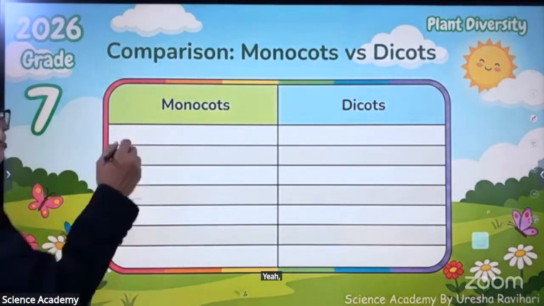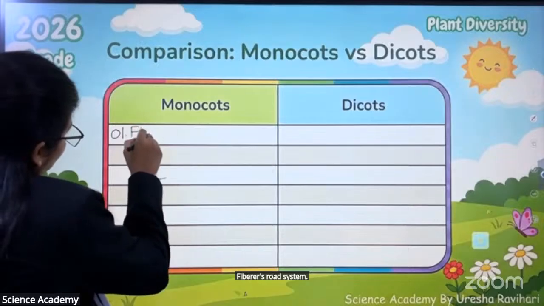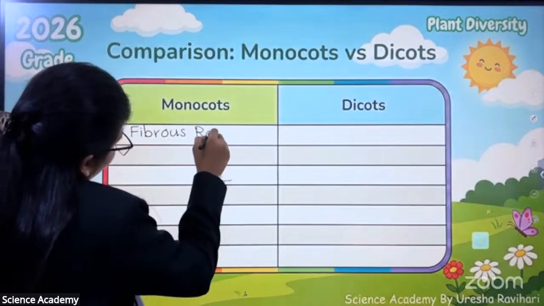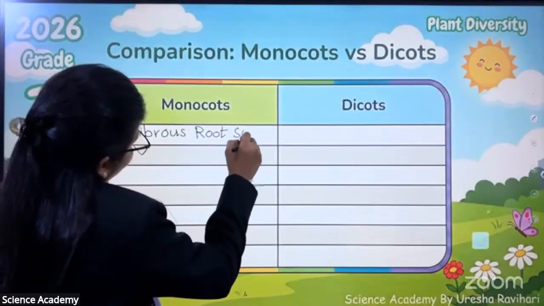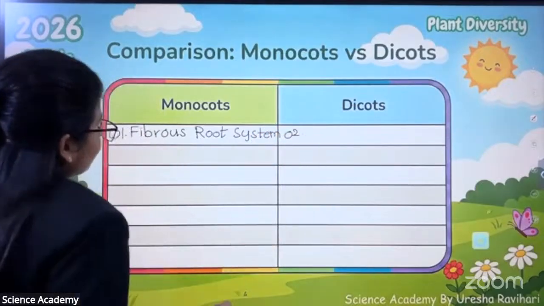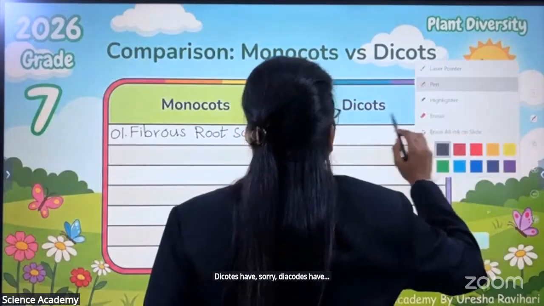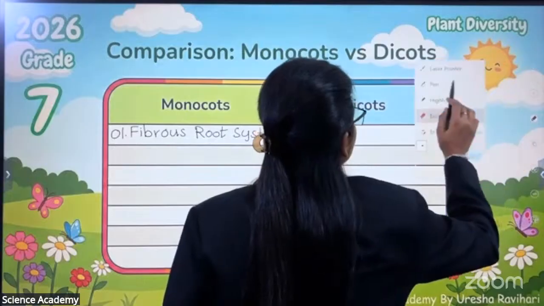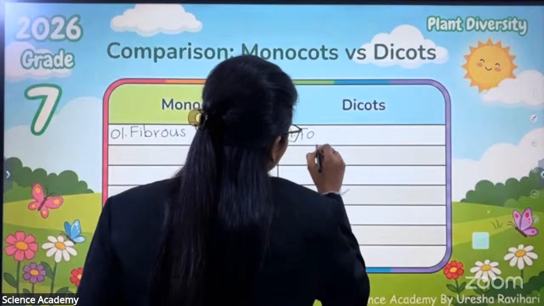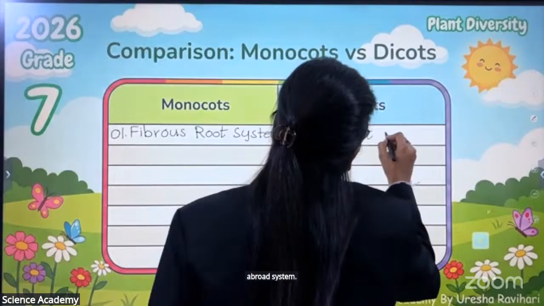Monocots have a fibrous root system. Dicots have a taproot system.